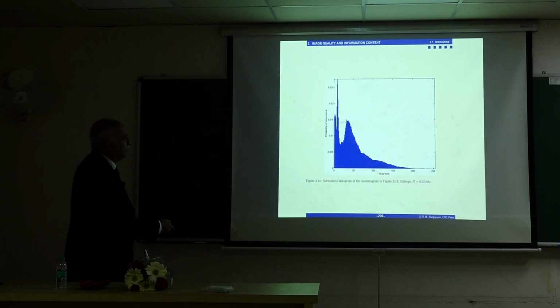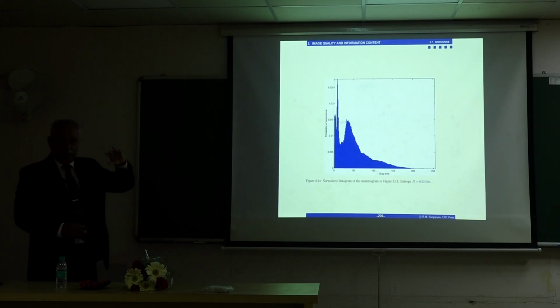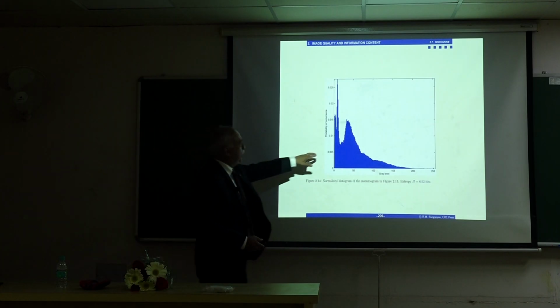This is the range 0 to 255 after scanning. This is the probability now. The histogram has been divided by the total number of pixels, so this is the probability.